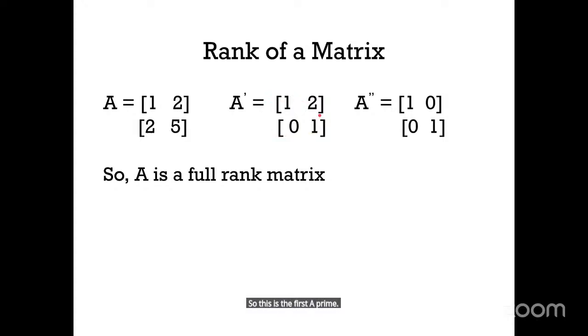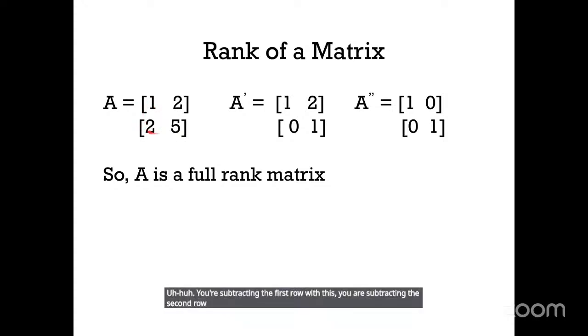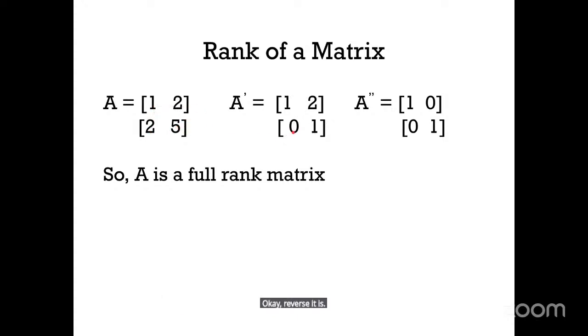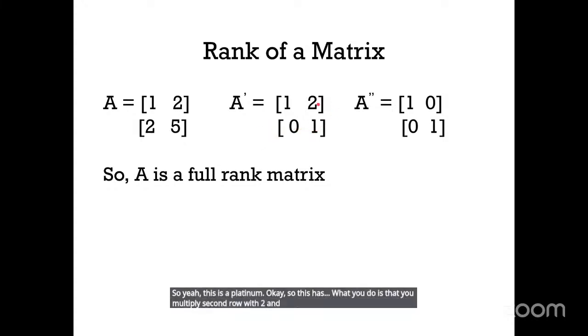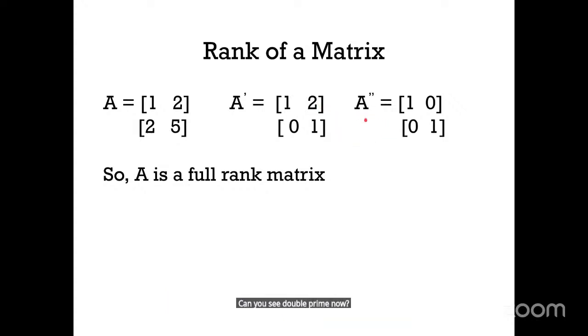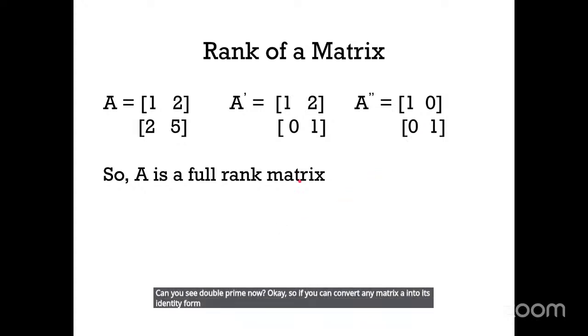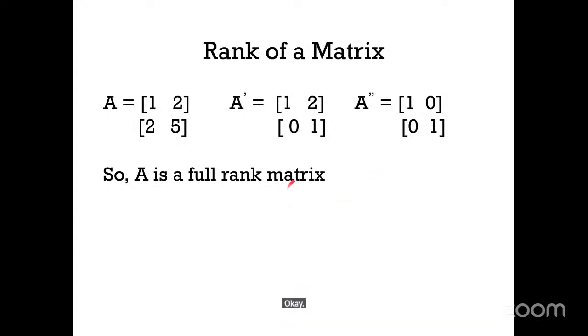Isn't 4 minus 5 minus 1? No, you're subtracting the second row with the first row, so you're just reverse subtracting it. Okay. So what you do now is multiply the second row by 2 and subtract it from the first row. Can you see A double prime now? Got it now. So if you can convert any matrix A into its identity form, you can call it a full rank matrix.